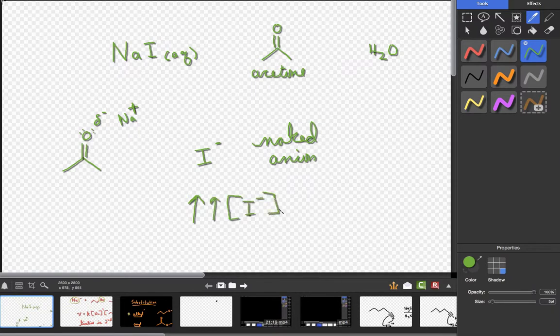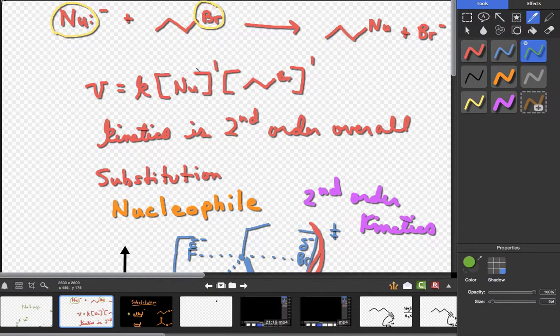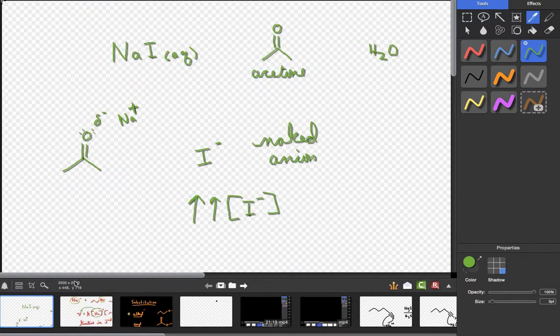And that's important because we've already described how nucleophile concentration is directly proportional to the rate of the reaction. So an aprotic polar solvent would enhance the rate of an SN2 reaction. Now let's compare and contrast that with what would happen when I have H2O.